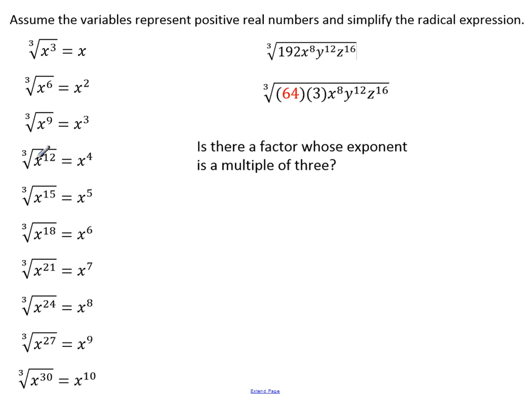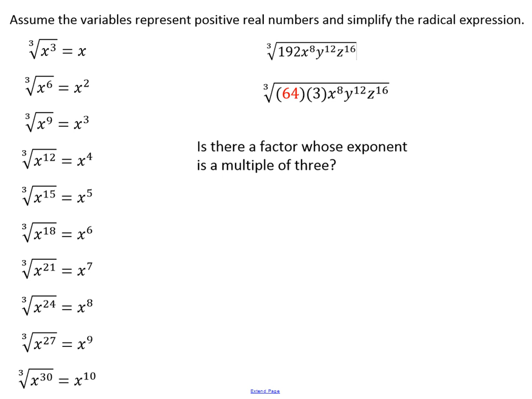12 divided by 3 is 4. 15 divided by 3 is 5. 18 divided by 3 is 6. But you notice, in order for this to work, these numbers have to be multiples of 3. So I'm asking now, is there a factor of x, y, or z whose exponent is a multiple of 3? And the answer is yes in all 3 cases.